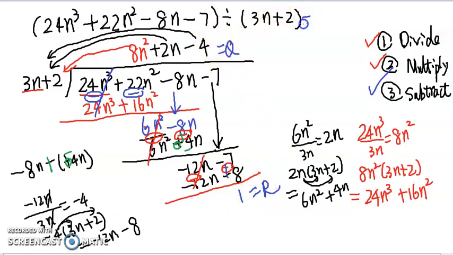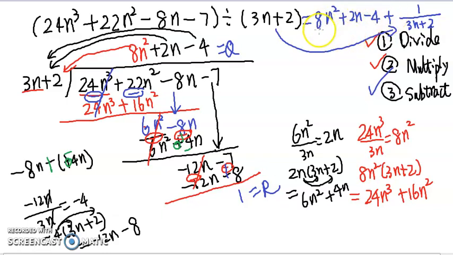You can also put your answer as follows. What's the quotient? First, write down the quotient: 8n squared plus 2n minus 4. And then put a plus sign. There's a remainder, so plus the remainder. What's the remainder? 1 on the top, divided by the divisor. So we copy the divisor and put it as the denominator. If you're going to take a calculus class, you need to know how to write an answer in this way.